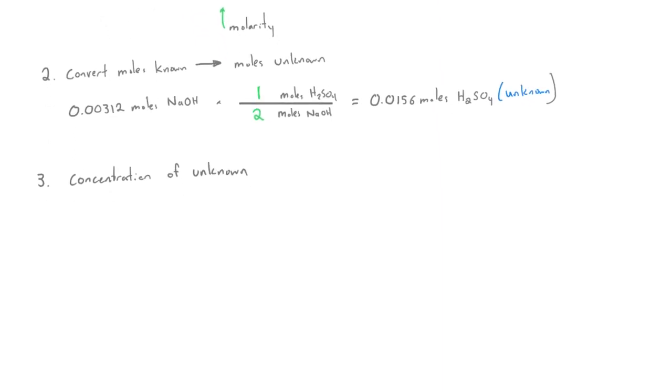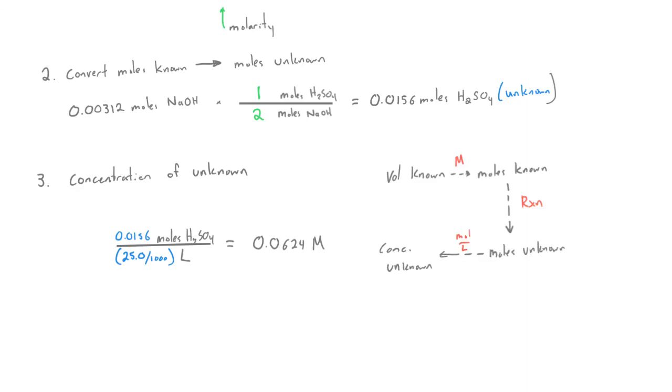Now, how do we figure out the concentration of the unknown? We have the moles. What do we need to determine its molarity? Well, that's right. We need the volume. If you take a look at the problem, it says that we used 25 milliliters of sulfuric acid. So the molarity is just this 0.0156 moles of sulfuric acid divided by 25 milliliters converted first into liters. I've shown that here as just 25 divided by 1,000, since that's how we go from milliliters to liters. When we do that, we get 0.0624 molar. That's the molarity of the solution that we titrated.